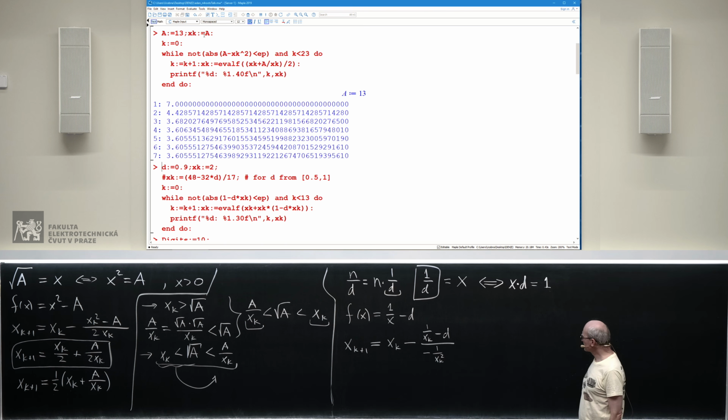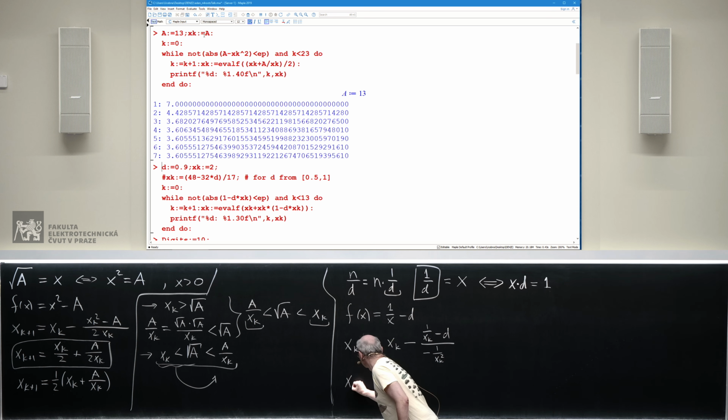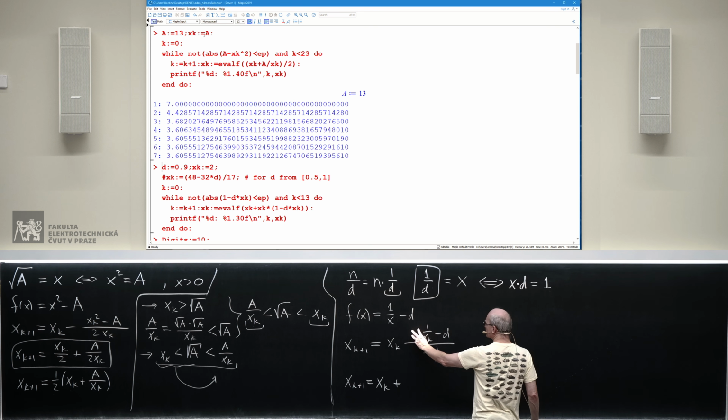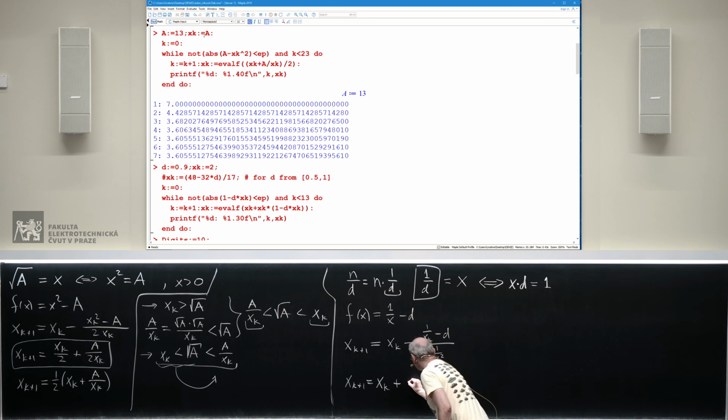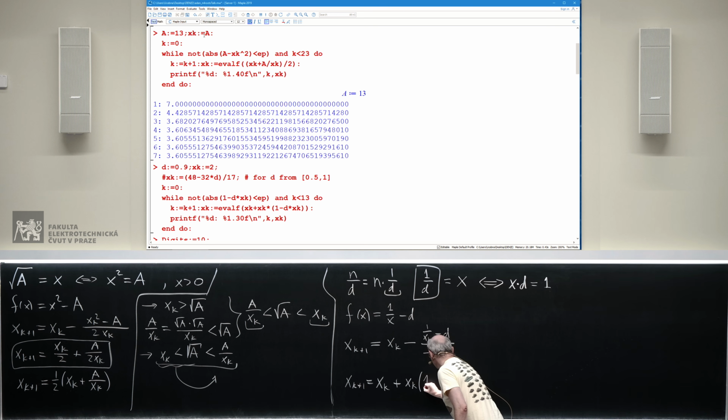And this looks interesting. I guess I can take this minus, put it here, and it becomes plus. And then I take x squared and move it here, and I leave one there. One x_k will be just like that, and the other x_k, which is here, will be distributed into the bracket. So it will become 1 here minus d times x_k.